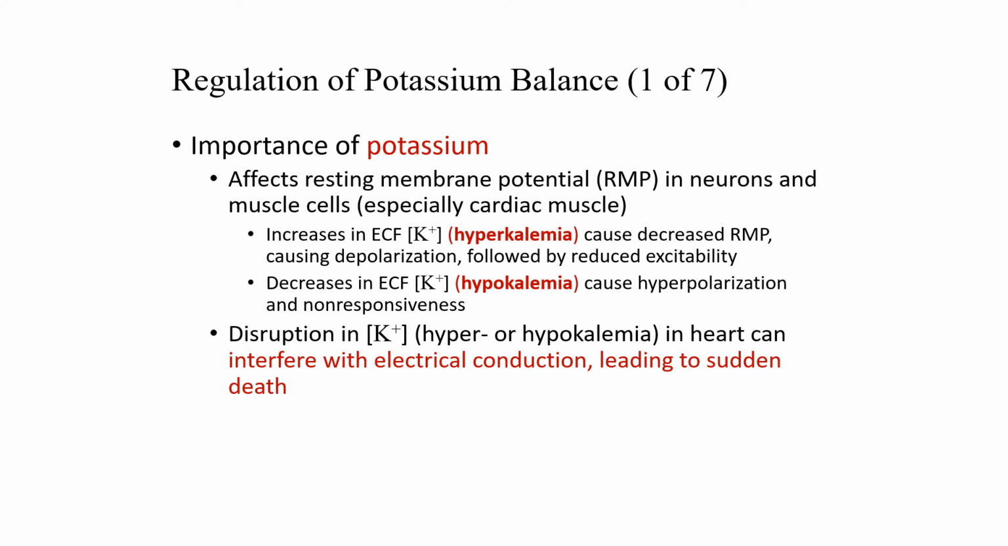So if we have high levels of potassium in the extracellular fluid, it's called hyperkalemia. Kal means potassium. All right? And so what does this mean? It means that the resting membrane potential decreases. That causes depolarization. That means our cells are not properly excitable. A decrease in extracellular potassium is hypokalemia. This causes hyperpolarization. And what does that mean? That means that the resting membrane will not respond, and we don't have any electrical charge moving.